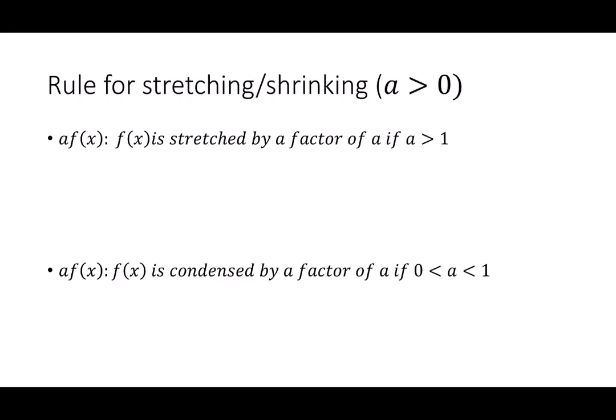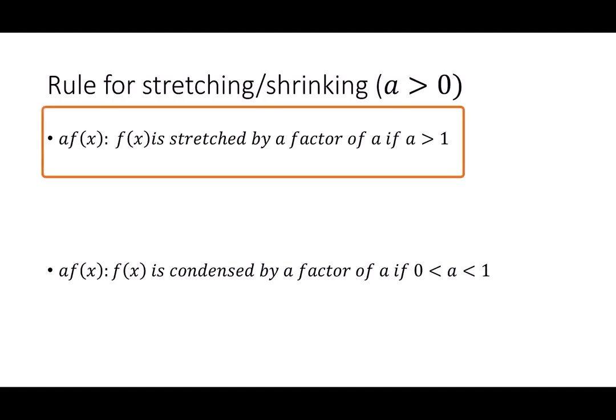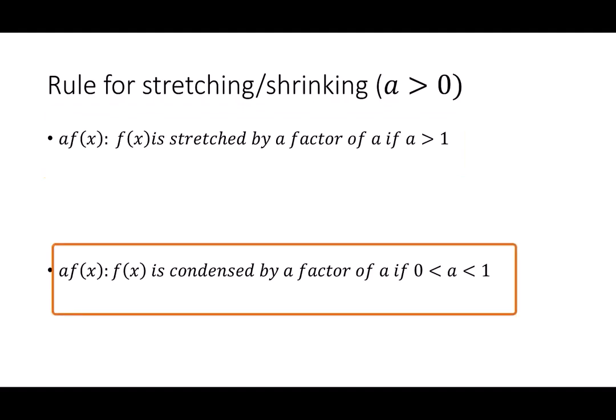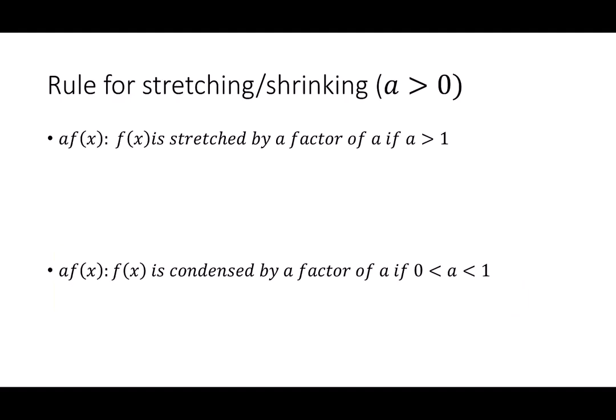So how do we tell when something stretches or shrinks? And that comes from the coefficient. If a is greater than 1, that means it's a stretch. It's getting bigger. If a is between 0 and 1, that means it is a shrink. Sometimes we call that condensing. A is positive. What I think about here is if there's a negative, that's a reflection. So that's something completely different.